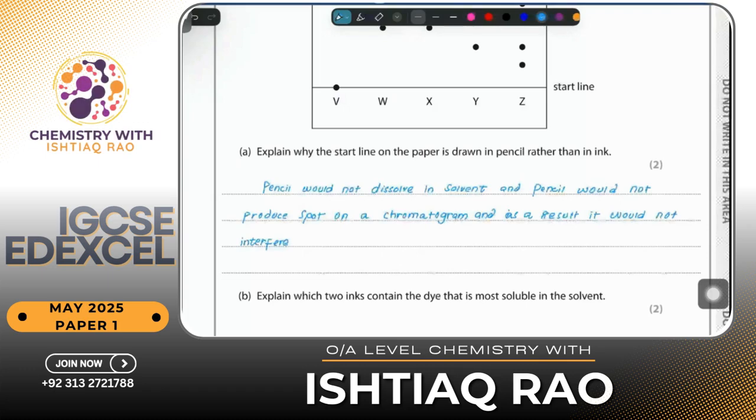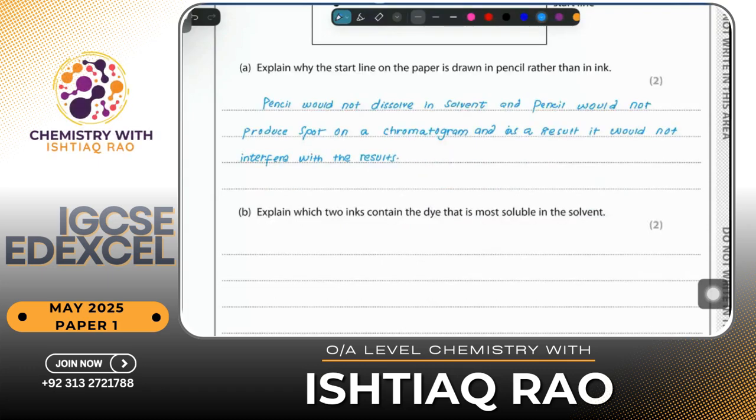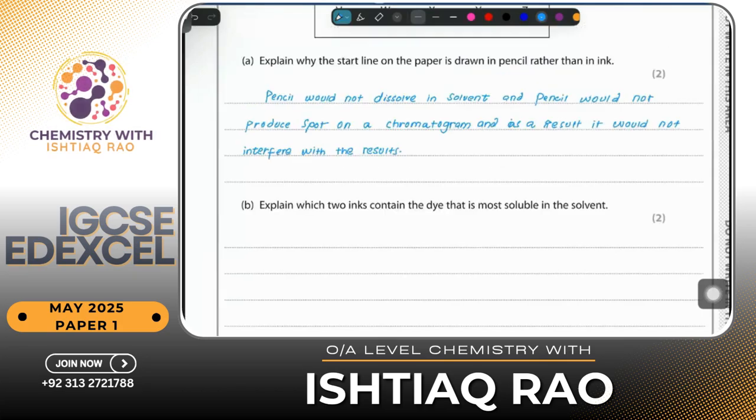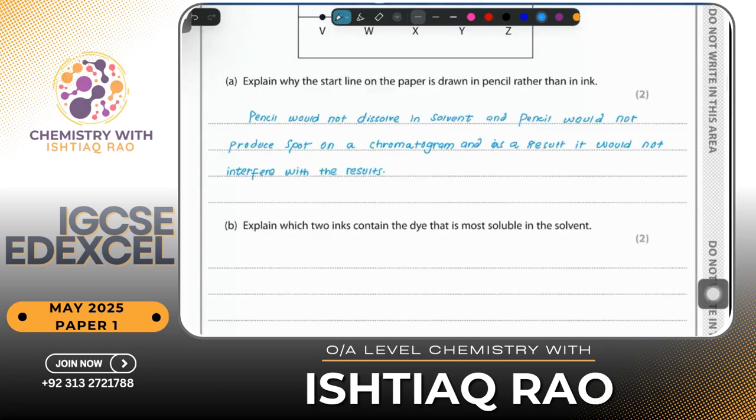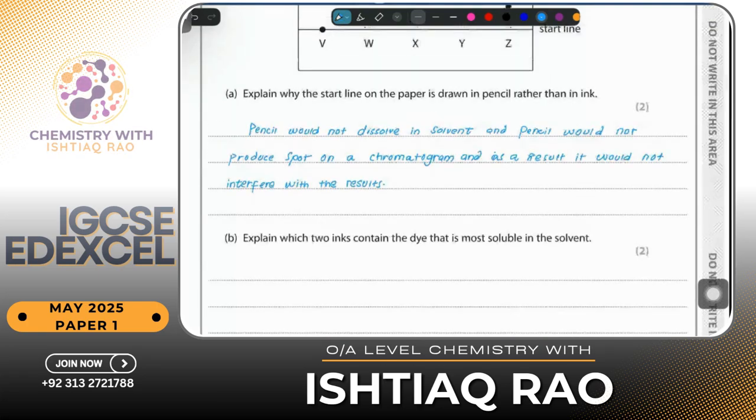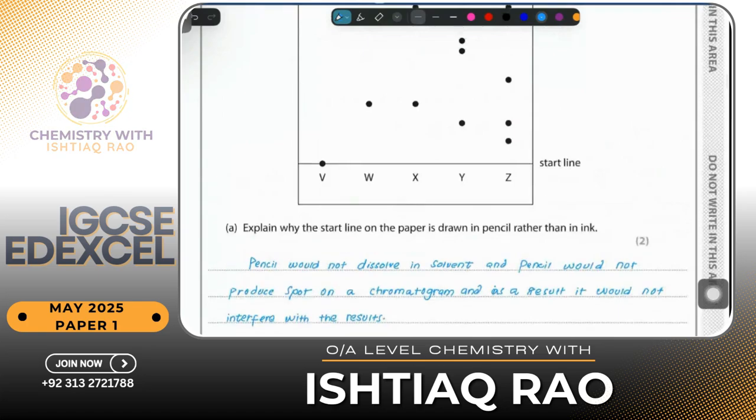Explain which two inks contain the dyes that are most soluble in the solvent. Those dyes that are more soluble in water have traveled more. Remember, which have traveled more. They're asking: explain which two inks contain the dyes that are most soluble in the solvent.